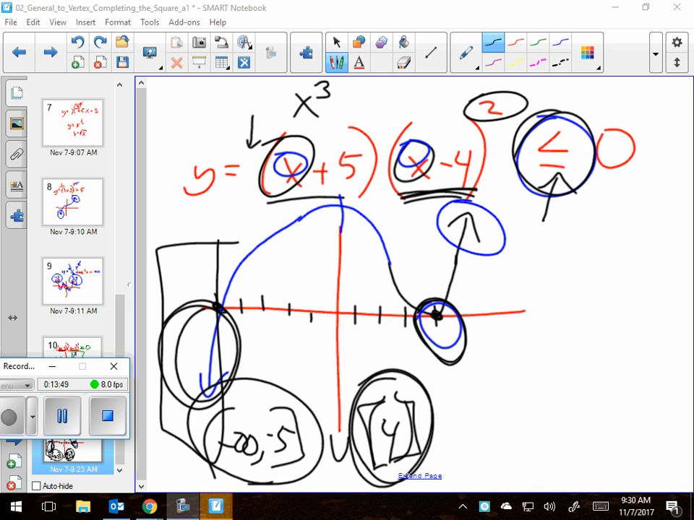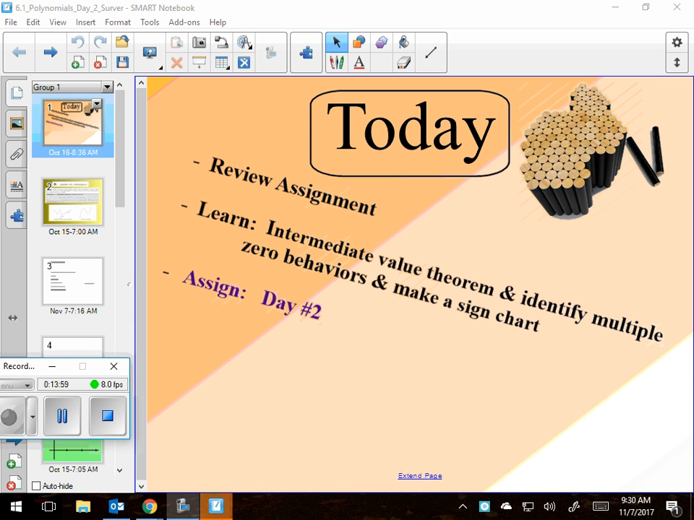It's not that bad. All right. If you haven't already, find the file that says today's date on it, and we'll get there together. I'll pause. So here is the intermediate value theorem and identify multiple zero behaviors. That's the whole bounce thing. And make a sign chart.